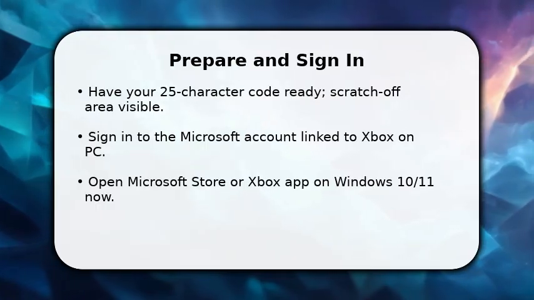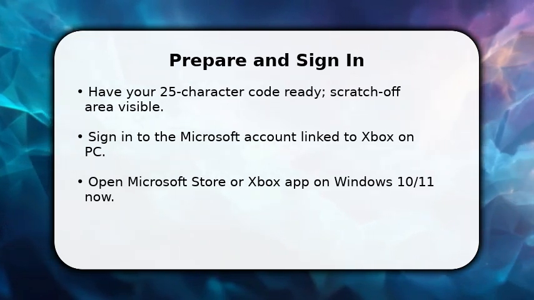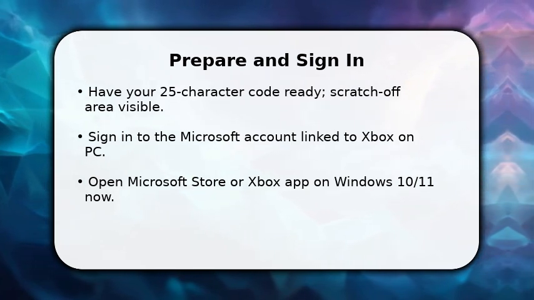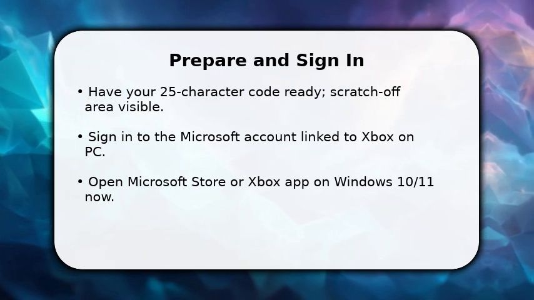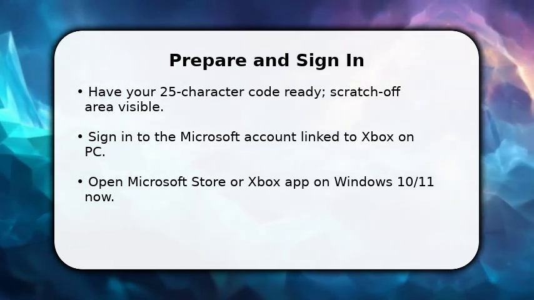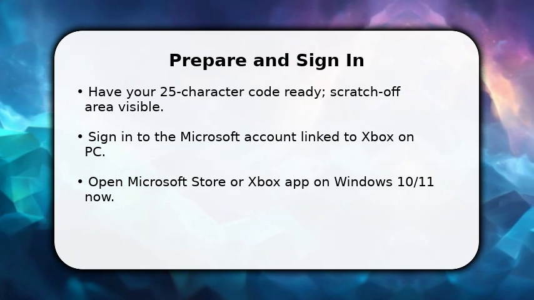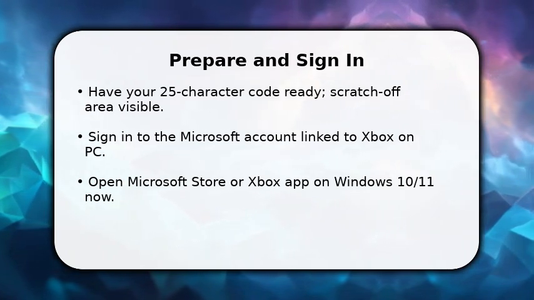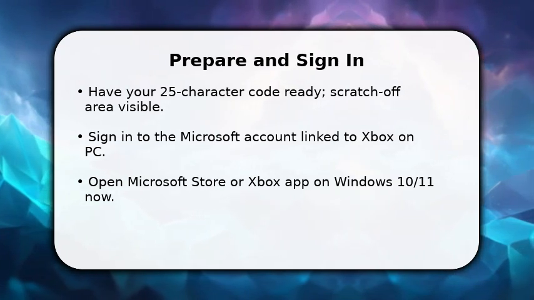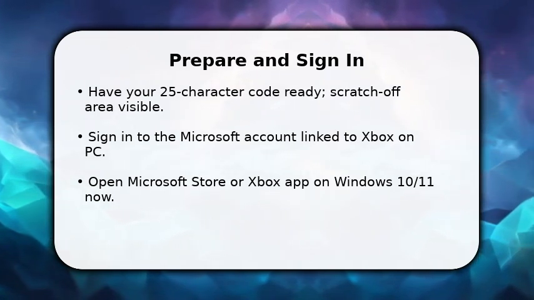You're starting with what matters, the code and the right account. Sign in to the Microsoft account that matches your Xbox profile because gift cards credit that identity. Once signed in, open the Microsoft Store or the Xbox app on your PC. Make sure Windows updates are applied. Keep the 25-character code handy and avoid copying mistakes. Use uppercase letters and hyphens exactly. This sets you up so redeeming goes straight to your wallet, rather than creating a mismatch between accounts.